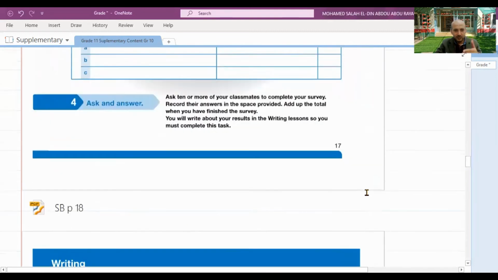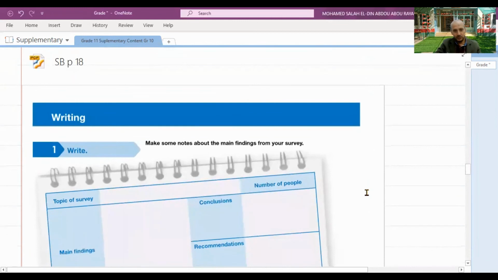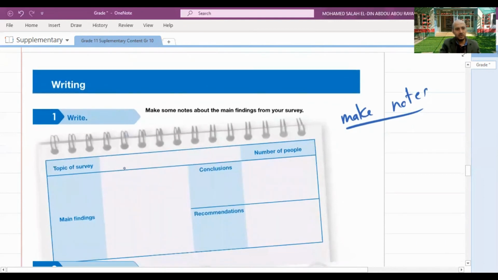After you finish your survey, it's now time to write. It's now your time to write your report. Before you write anything, you first need to make some notes. When you look at the survey results, you need to make notes. For example, you of course mention the topic. What did you find? You start to make notes. You don't write now.